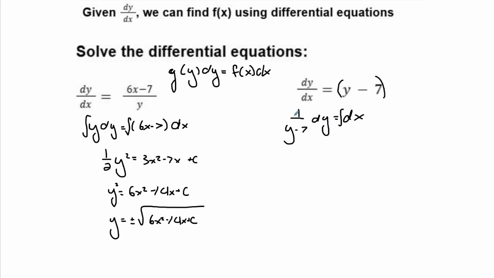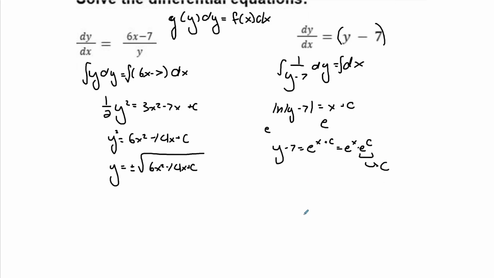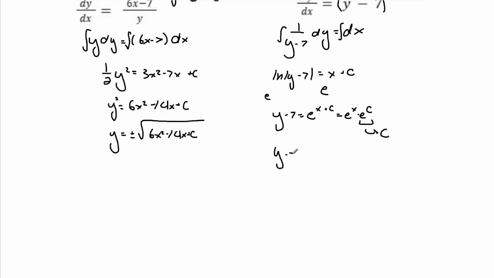Now if we integrate both of these, we're going to get ln of y minus 7, and that's going to equal x plus c. Then we can get y by itself by using e on both sides, and we're going to get y minus 7 equals e to the x plus c. But what is this equal? This is equal to e to the x times e to the c. And what does e to the c equal? That's just some constant. So we can say that y minus 7 equals ce to the x, and then we can finally say y equals ce to the x plus 7.